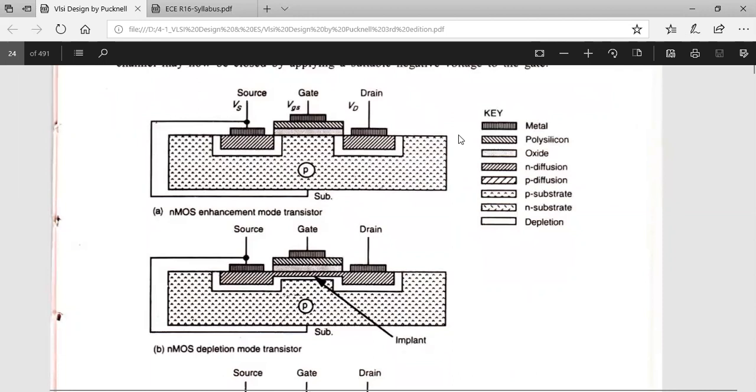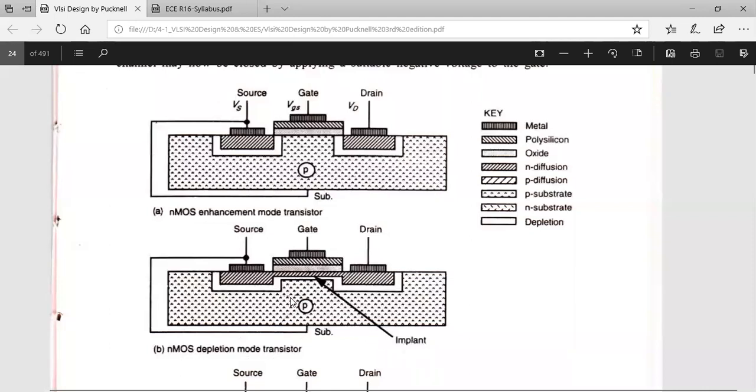In today's class, we are discussing MOS transistors. We generally classify them into two categories: one is NMOS and the other is PMOS. In the NMOS itself, we can classify it as the NMOS enhancement mode transistor and the NMOS depletion mode transistor. We can observe the main difference between the NMOS enhancement mode transistor and the depletion mode transistor.